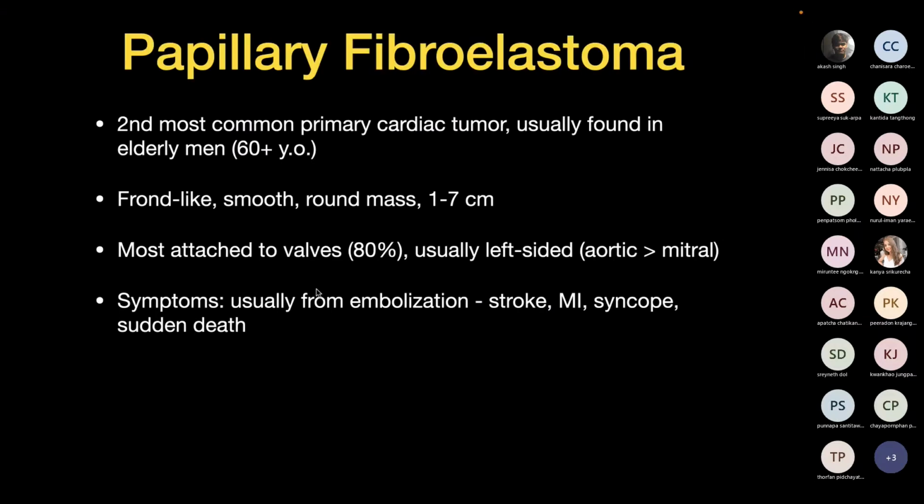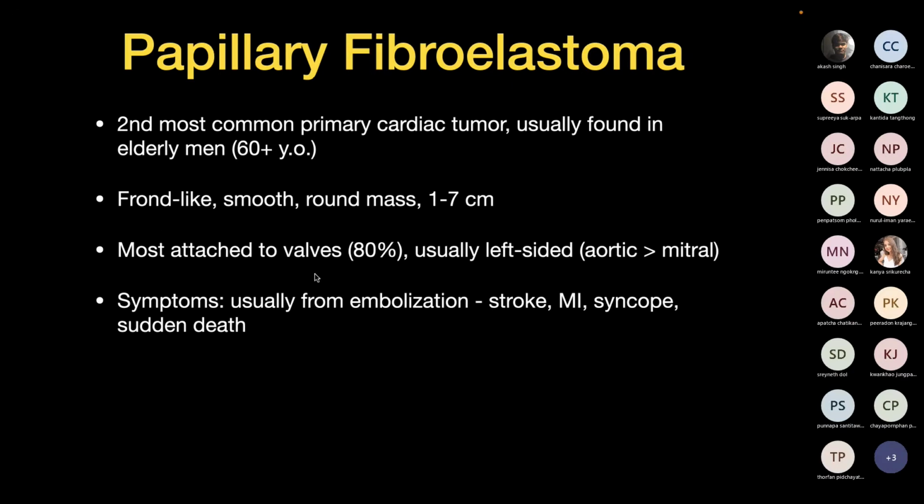The next commonest one of the tumor is called papillary fibroelastoma. And it's usually found in elderly persons, so 60 years old and above. Again, because it's benign, it's usually smooth and round. And this time it's described as frond-like. A frond is kind of like a finger. So it looks a bit like a round finger.